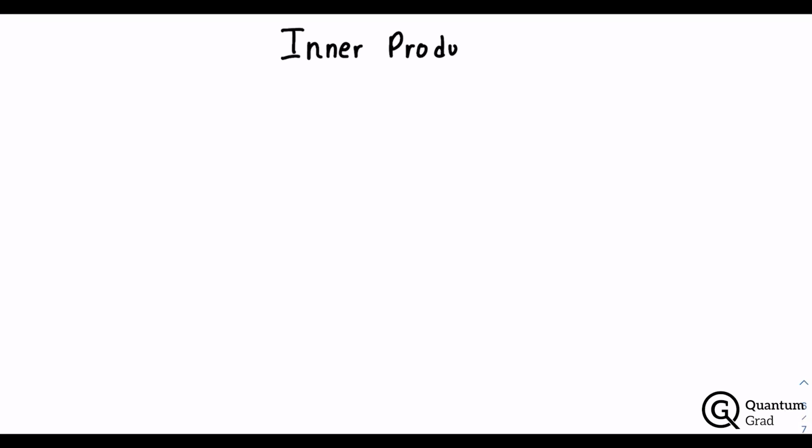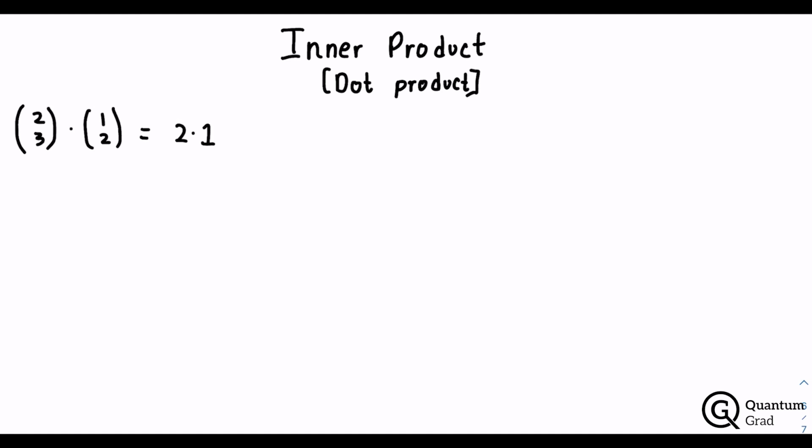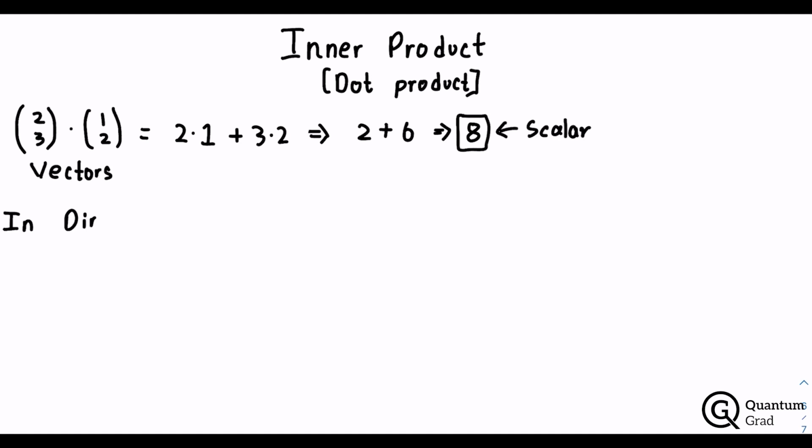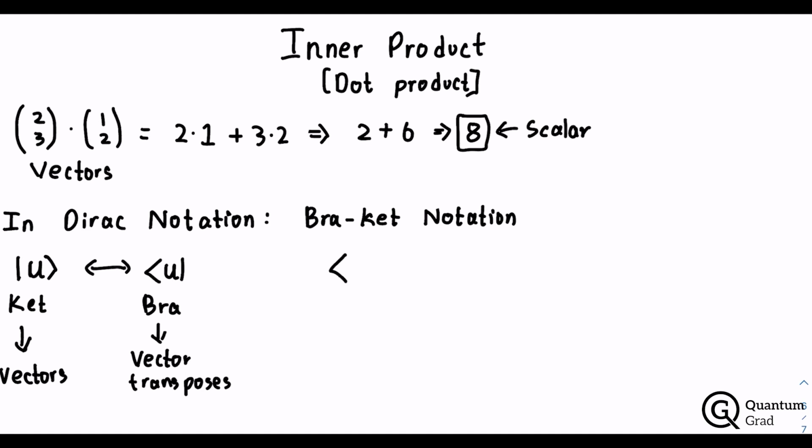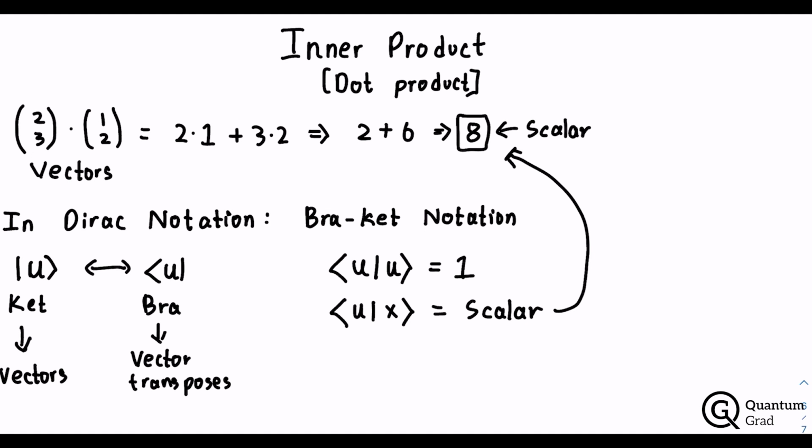Now let's discuss inner product. You might know this as dot product. So you take two vectors and do some math on them, and that leads you to a scalar value. So you get a scalar out of two vectors. In Dirac's notation, you have something called a ket and its corresponding bra. So it's also called the bra-ket notation. Kets are vectors, bras are vector transposes. So a bra times its own ket is 1, and a bra times some other ket is a scalar value, just like we saw here. But notice, a ket times a bra is a matrix, not a scalar value.